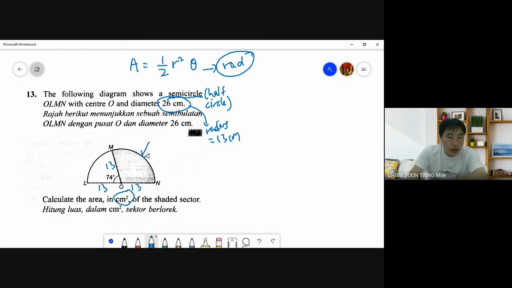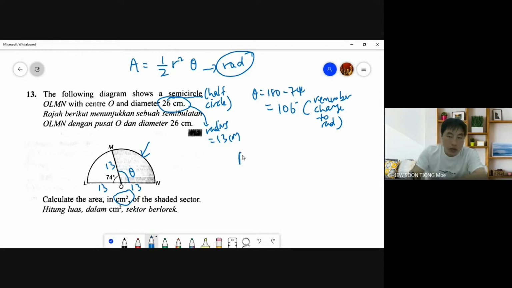Okay, this one how to get it? So we have to get this theta first. How to get theta? I tell you already. Semicircle is 180. 180 minus 74 equals to 106 degree. So 106, remember to change to radian. Okay, remember change to radian.